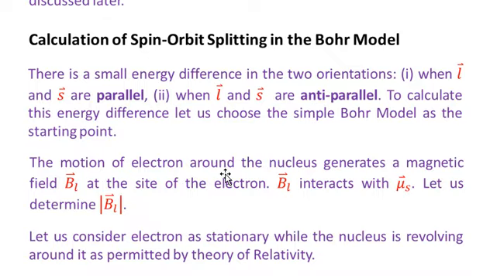In the next few paragraphs, I am going to talk about a magnetic field, which I am going to represent as BL. This is not the external magnetic field, but the magnetic field due to the motion of the electron, and it is produced internally, not externally. So remember that BL is the magnetic field produced internally by the motion of the electrons. The motion of the electron around the nucleus generates a magnetic field BL at the site of the electron. BL interacts with mu s, which is the spin magnetic moment. Let's determine the magnitude of BL.